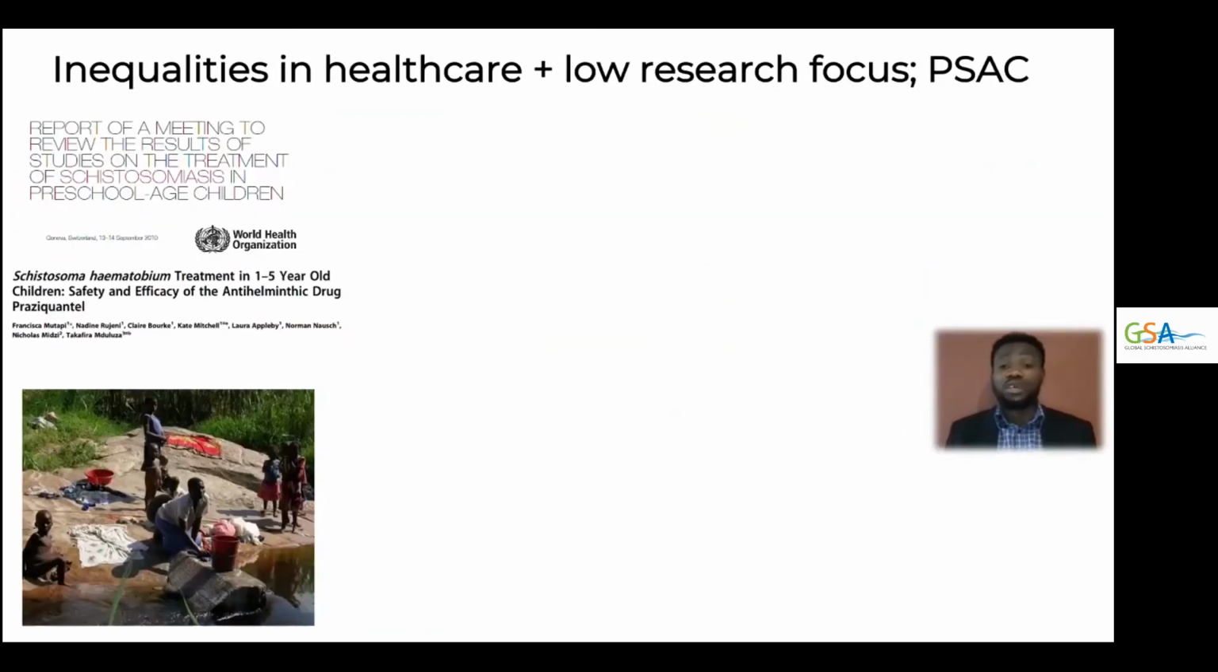Up until 2010, when the WHO issued revised guidelines for the inclusion of preschool-age children in treatment campaigns, most of these kids were excluded from treatment programs in most schistosome endemic areas. However, when you go on the field, what you see is like the image on the slide, where people across all ages are exposed to infected water and can get schistosomiasis.